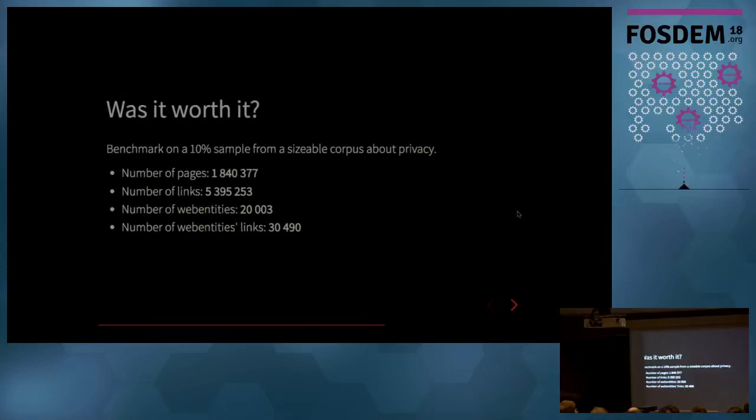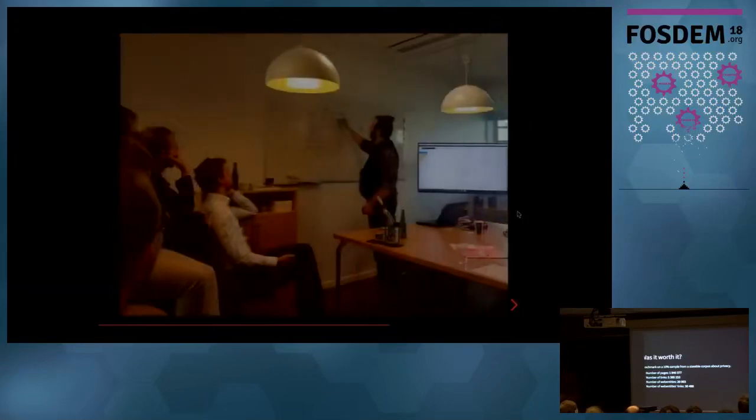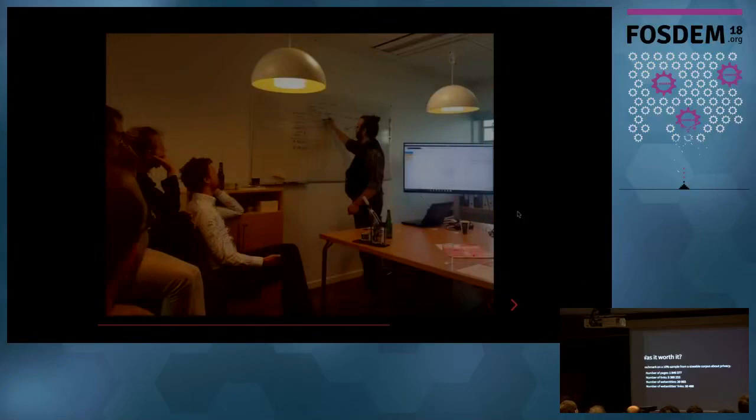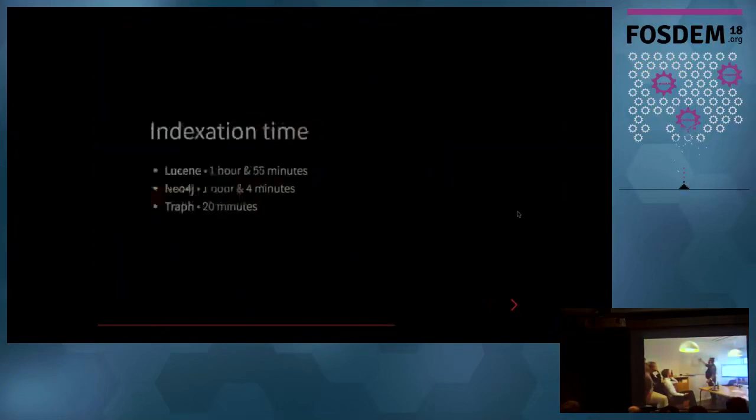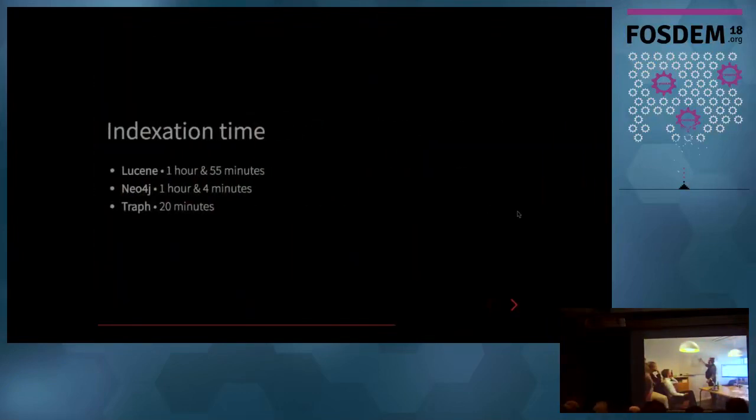Okay, so we did a benchmark on a small corpus, a 10% sample of a sizable corpus about privacy and data privacy. So we have 1 million pages, 5 million links, 20,000 entities, and 30,000 links between those entities. So we did a benchmark, we dropped the trick, and Mathieu presented the results of the benchmark.